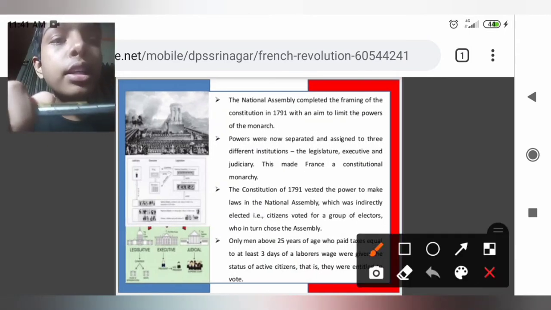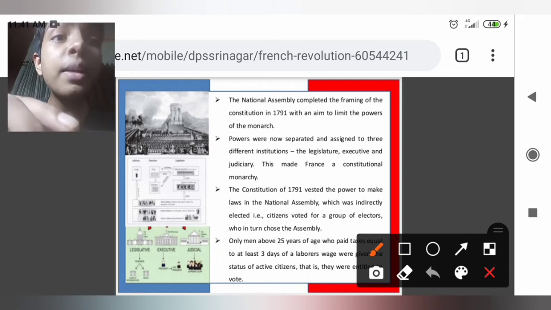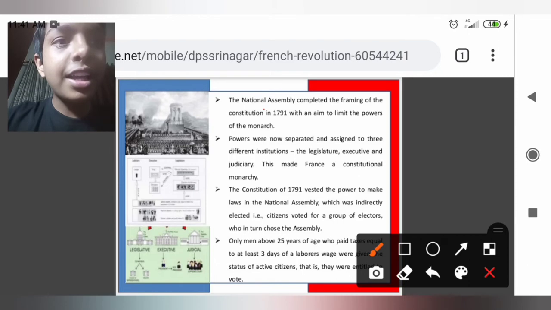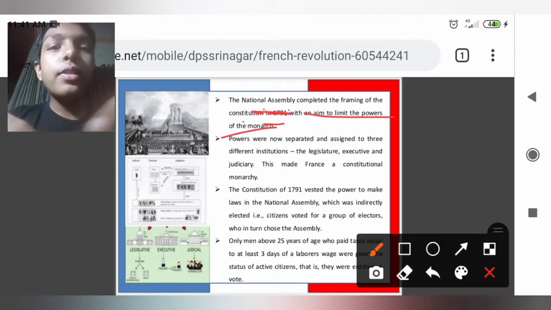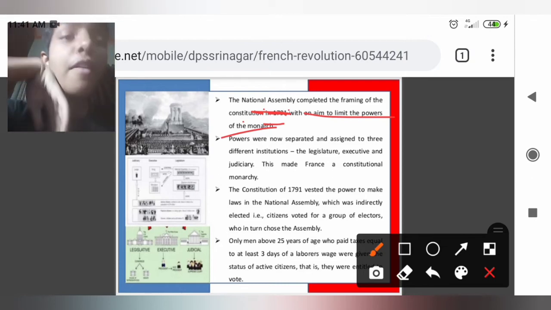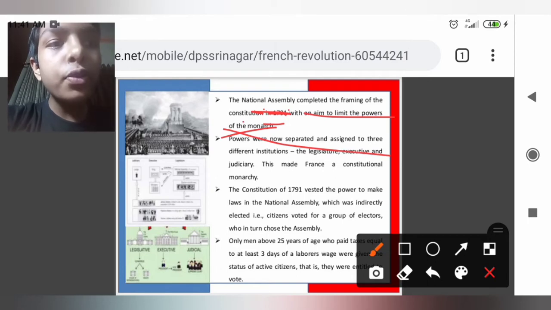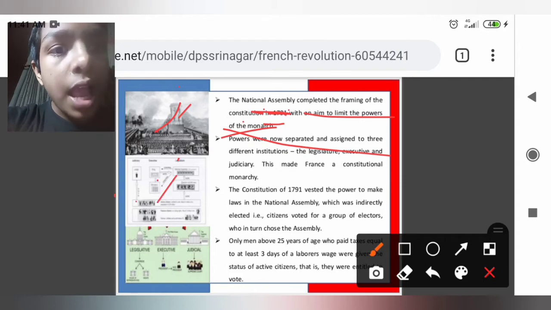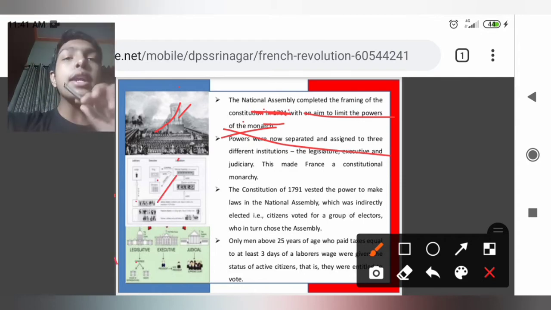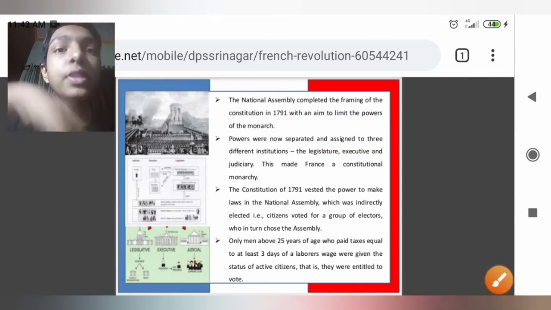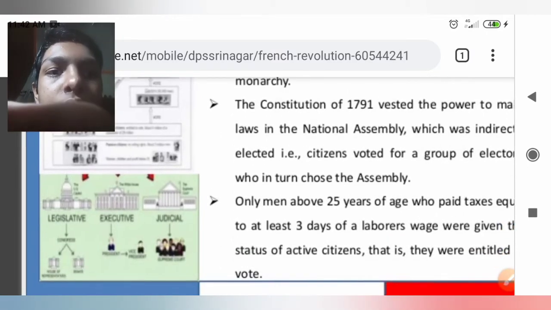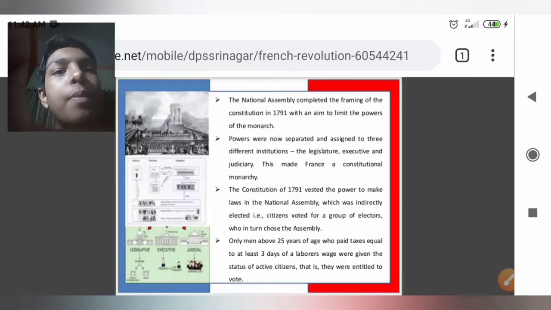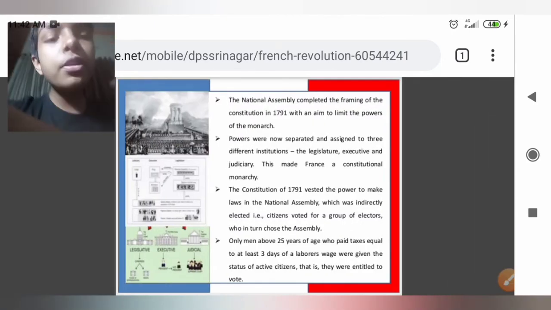So guys, the National Assembly completed the framing of the constitution in 1791, with an aim to limit the powers of the monarch. Powers were now separated and assigned to three different institutions: the legislature, the executive, and the judiciary. This system is still recognized in our country right now. Here we don't have the pictures, but all these pictures are there in your NCERT books. Now let me explain the concept.